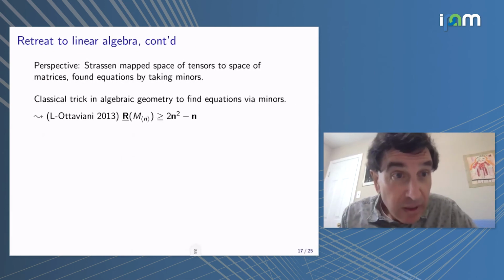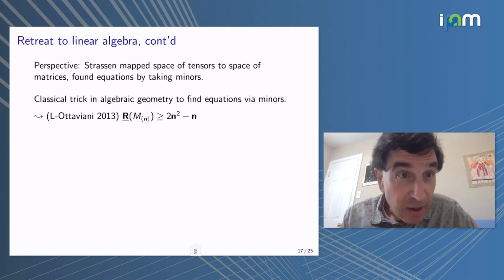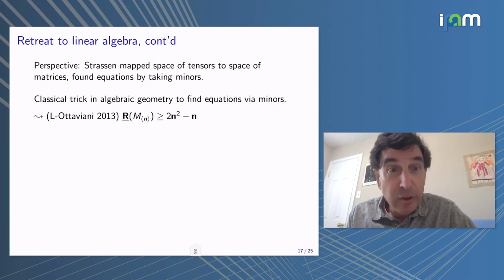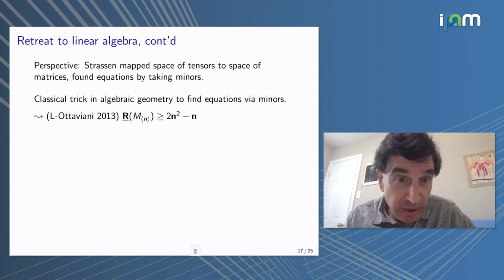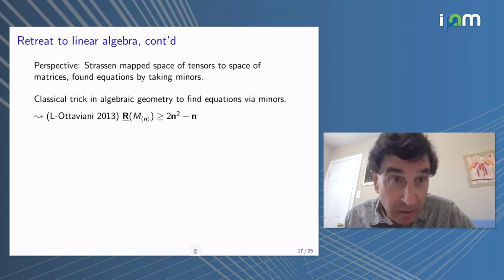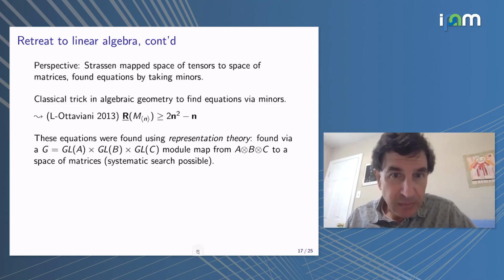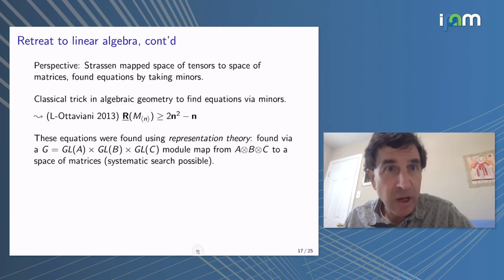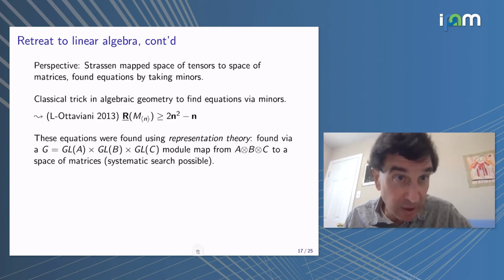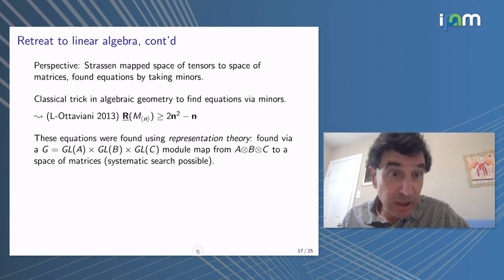Oh, so then the moderator of this session and his collaborator used this classical trick in algebraic geometry to get the first new lower bound since 1985, so that 3/2 was upgraded to a 2 using this trick. But these equations were not found haphazardly. Strassen was very clever. We are maybe not so clever, so we used representation theory to help us.